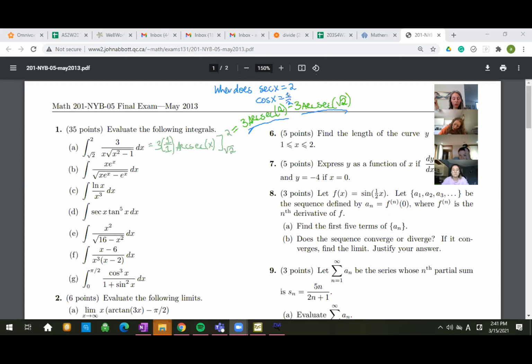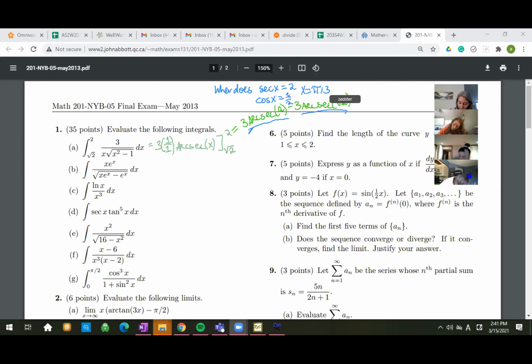So I could use my trig triangle if I need to. Depending on how you guys have memorized this stuff, do you have the trig triangle? Do you have a little table to do it? Do you think of the unit circle? When does cosine of x equal 1/2? Yes, Julie, you got it. And someone else had said it earlier as well. That happens at pi over 3. So x is equal to pi over 3.